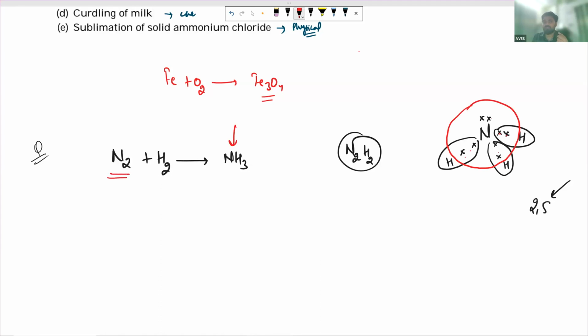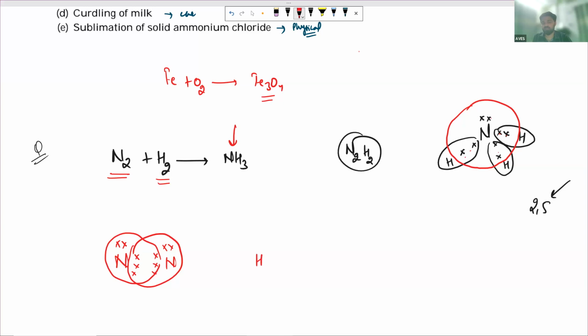And why is it N2 and H2? Because nitrogen does not exist independently. Nitrogen is a gas, and nitrogen has 5 electrons and it needs to complete its octet. So it exists in the form of N2. Nitrogen shares 3 electrons between the 2 nitrogen atoms and forms the N2 molecule. Now it is going to have 6 here and 2 here, 8; 6 here and 2 here, 8.